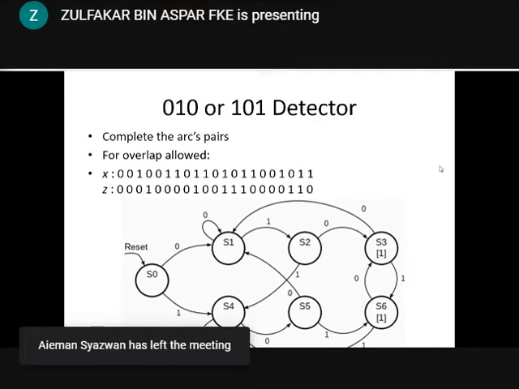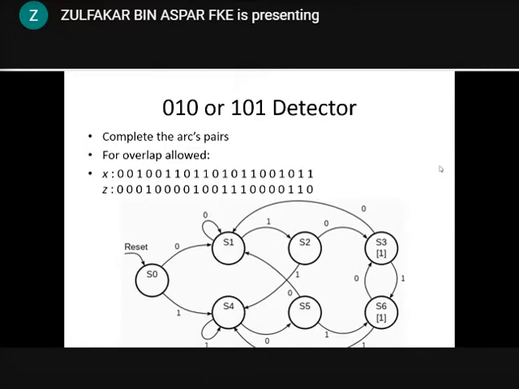So from this example, they share state S0. That's one thing. Second is because overlap is allowed, you save the reinitialization process at S3 and S6. So that's why it's very crowded, and you save the number of states being used.